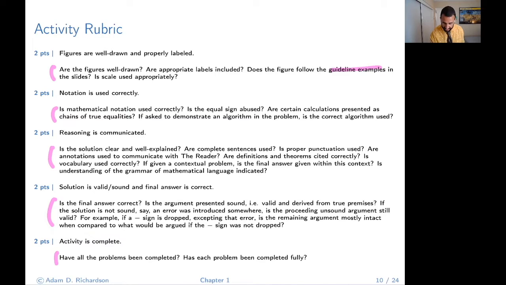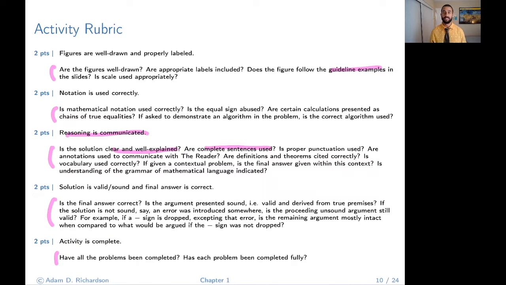Yeah, so reasoning is communicated. You need to actually communicate your reasoning. Just throwing out an answer is not sufficient. On some of the activities, you'll see that for some of the answers there really isn't much reasoning to show, and that's fine. You can always ask if you're uncertain, but in general, you should be communicating why something is true, communicating your reasoning. Is your solution clear and well explained?